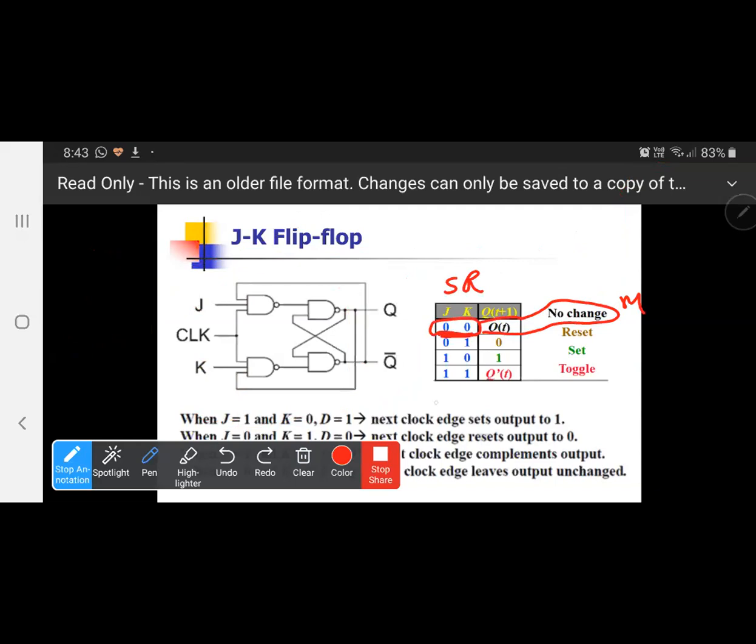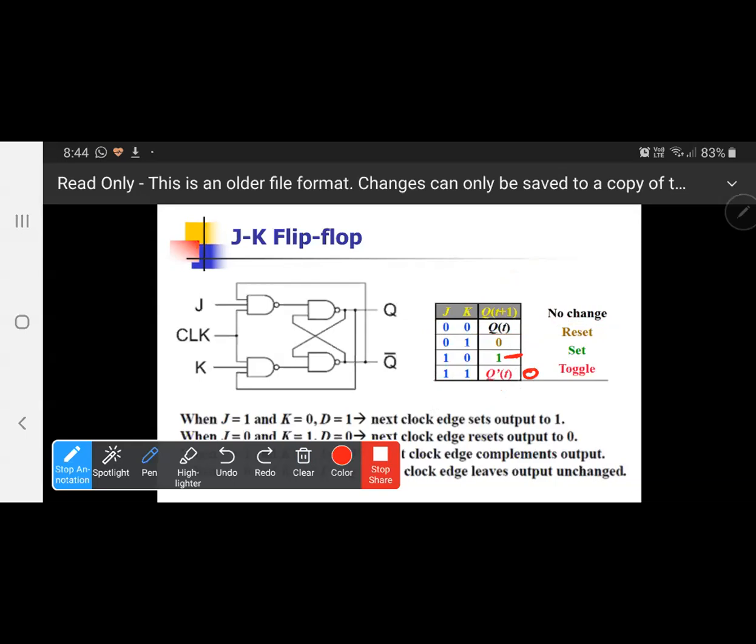Okay. If K is 1, K means R is 1. So if R is 1, the output is 0. Reset. If J is 1, J means S is 1. So the output is 1. Set. If both are 1, do you know what you will get? You will get the complement of the previous state. So what is the previous state here? 1. So you will get 0.